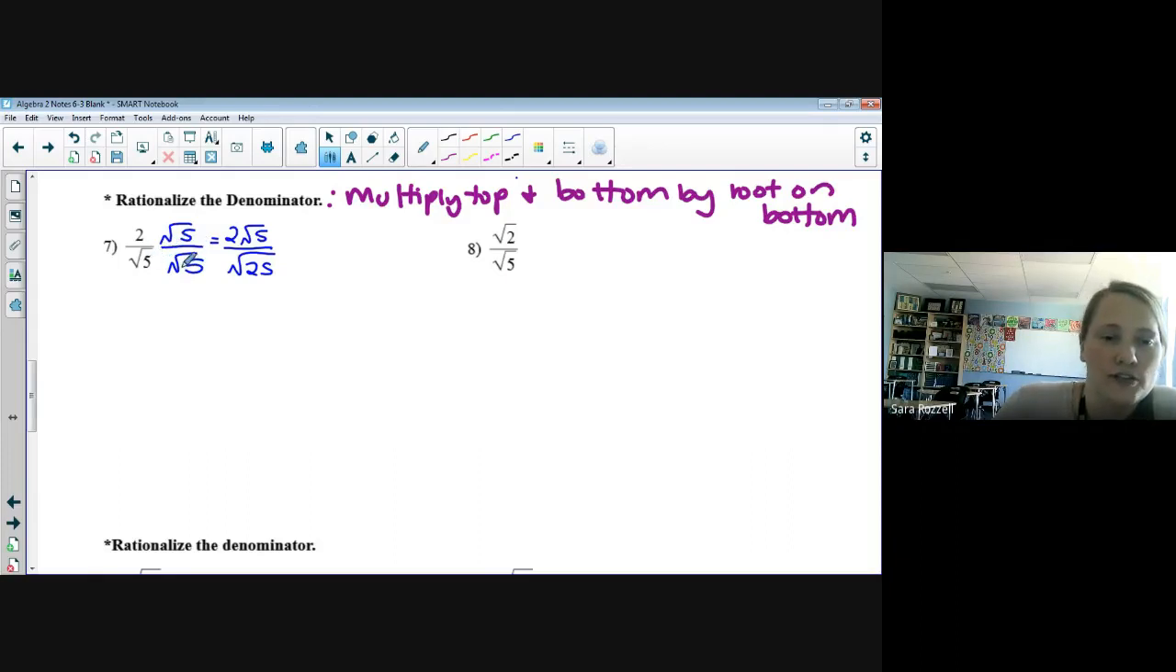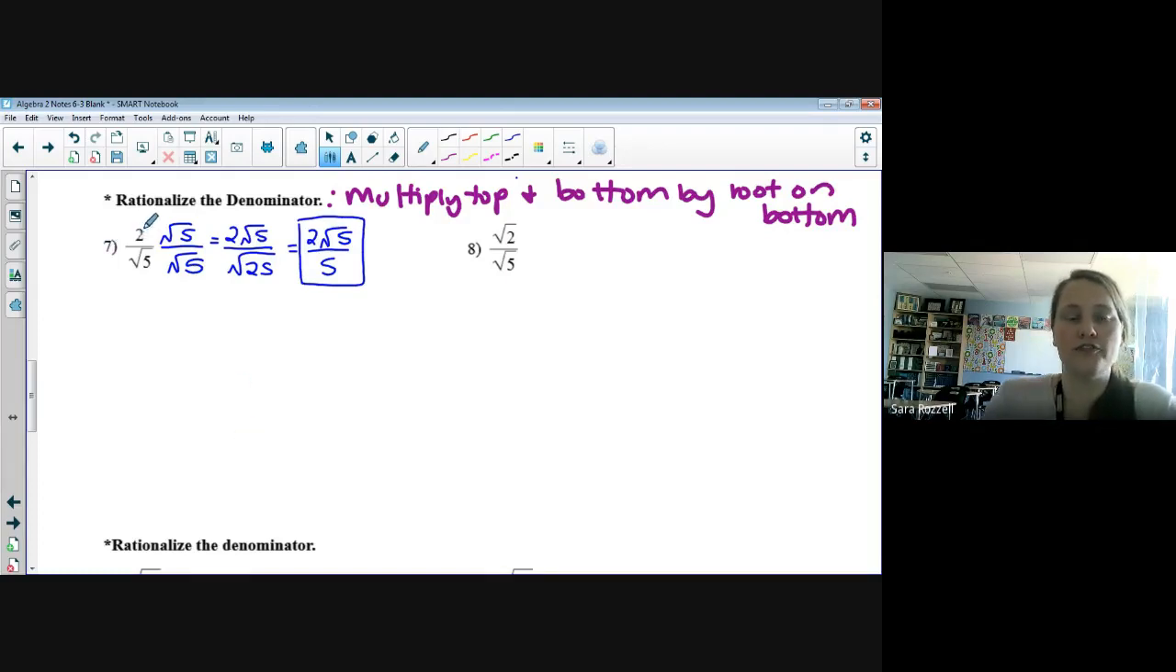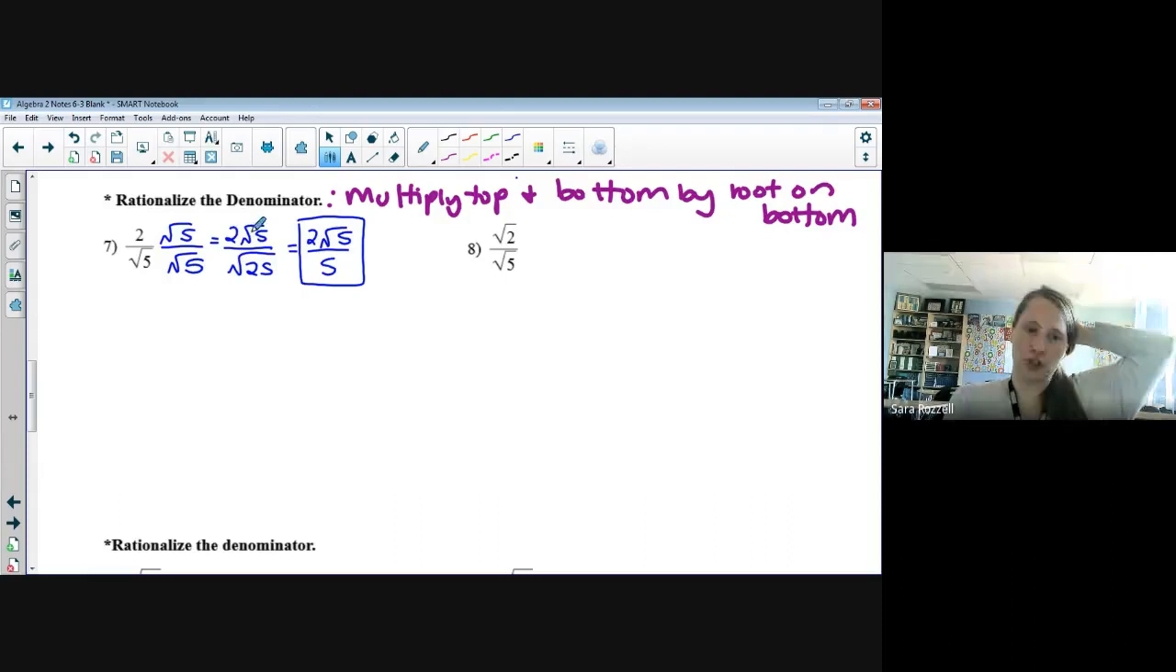You'll notice after you do these, when you multiply two roots together that are the same, you just end up with whatever was underneath the original square root. So our answer is 2 root 5 over 5. Do we have a square root in the denominator anymore? Nope, we're good to go. 2 and 5, they were different types of numbers. 2 was outside, 5 was inside. So we can't actually multiply the numerical part together. We just have to put the 2 in the front.